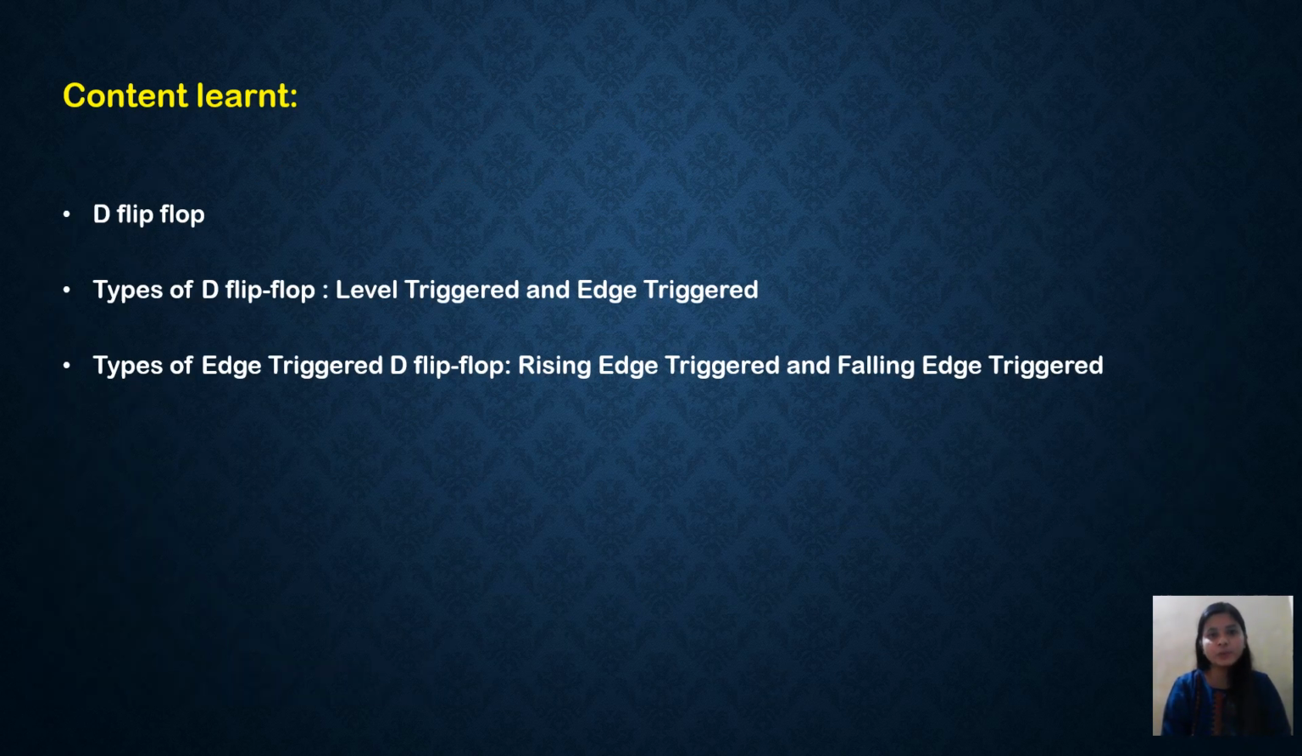Let's see what we have learned in this video. We have learned what a D flip-flop is, its logic diagram and truth table, types of D flip-flop, that is level triggered and edge triggered with their logic diagrams, types of edge triggered D flip-flop, that is rising edge triggered and falling edge triggered with their respective logic diagrams, and timing diagrams.